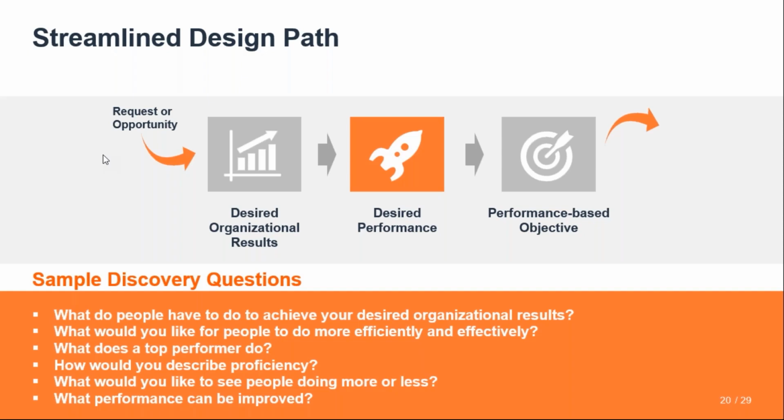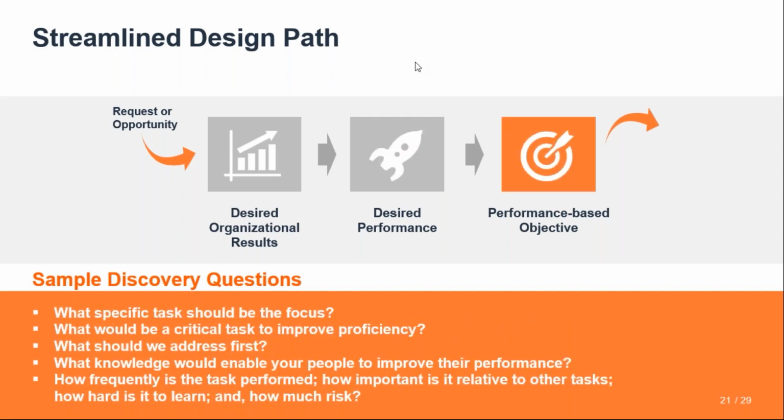Also, we should ask our stakeholders to describe proficiency. That will give us a lot of insights, maybe which are not very apparent. So having this conversation will bring all those hidden nuggets to light. Similarly, we could ask them what we would want to see people doing more or even less of, and what is that performance to be improved.